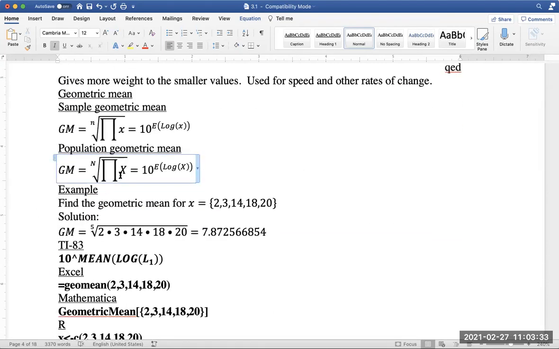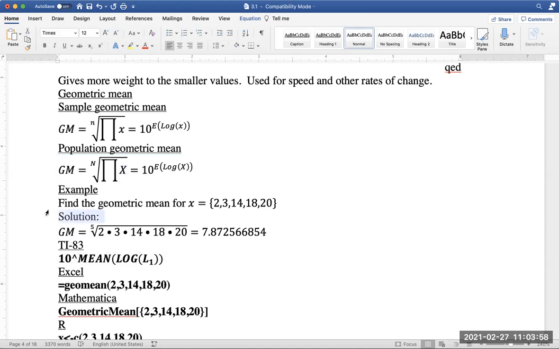Please note that you should only use a geometric mean if all your data is positive. You should never have any non-positive values when computing a geometric mean.